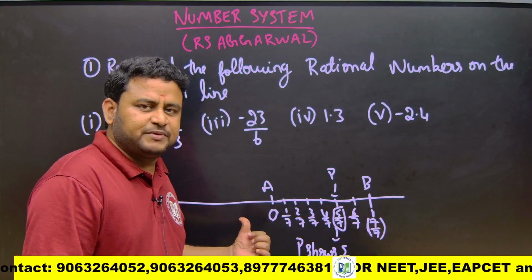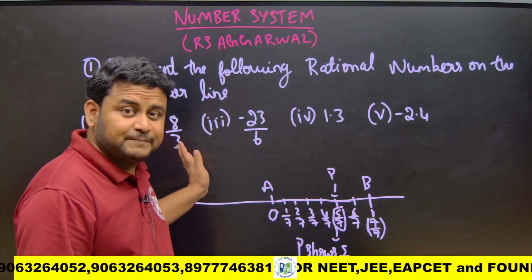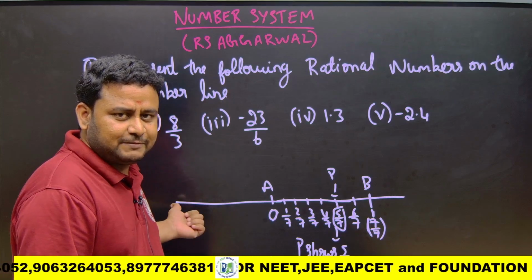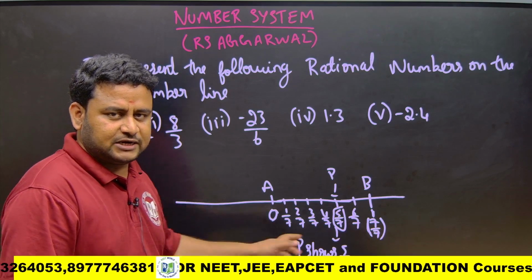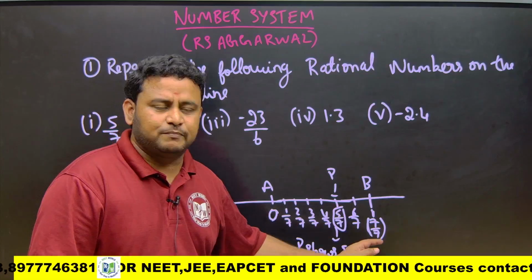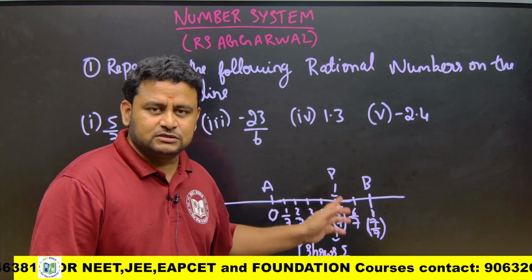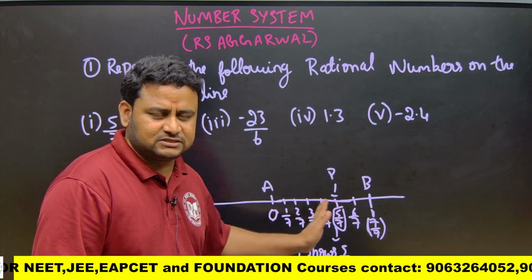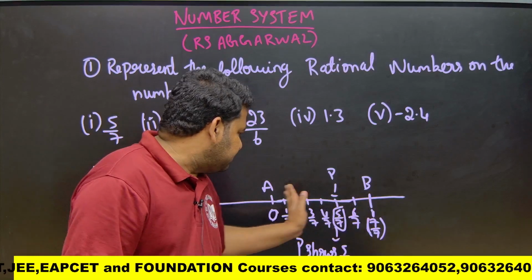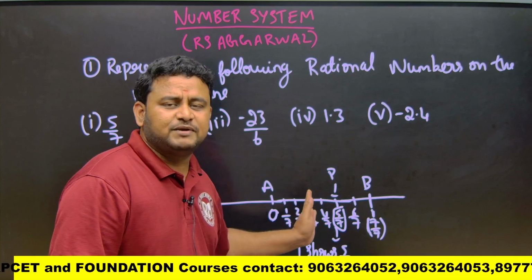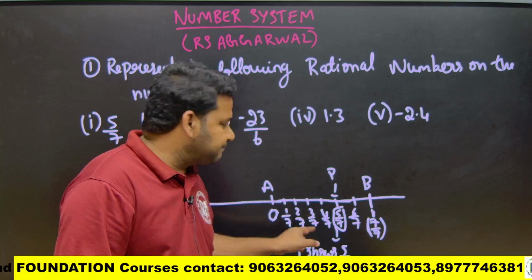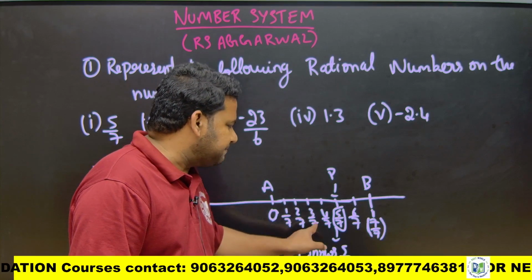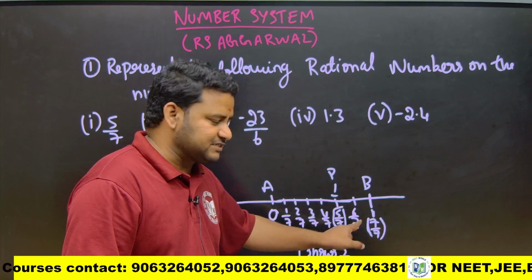Then since the denominator is 7, we have to take which is the bigger part among numerator and denominator. Which is the bigger part here? 7, the denominator. So how many parts are there? 7 we have taken. So we have to divide it into that many equal parts. Between 0 and this point, A and B, we have to divide it into how many equal parts? 7 equal parts. After dividing, we will name them 1 by 7, 2 by 7, 3 by 7, 4 by 7, 5 by 7, 6 by 7 and 7 by 7.